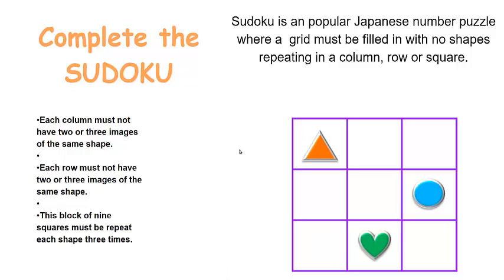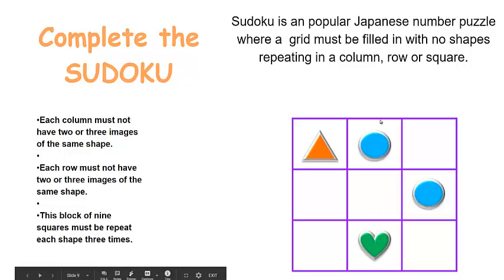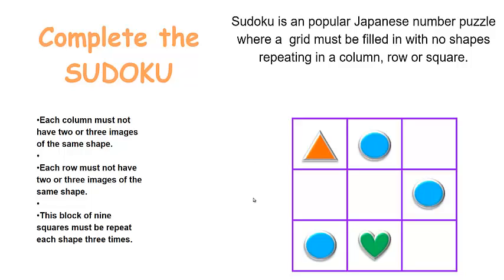The first shape I would like to use is the circle. I would like to place the circle in this part of the grid. Now I need to see that in this row I don't have circles and in this column I don't have circles. The next circle. In this square, in the column I don't have circles and in the row I don't have circles.